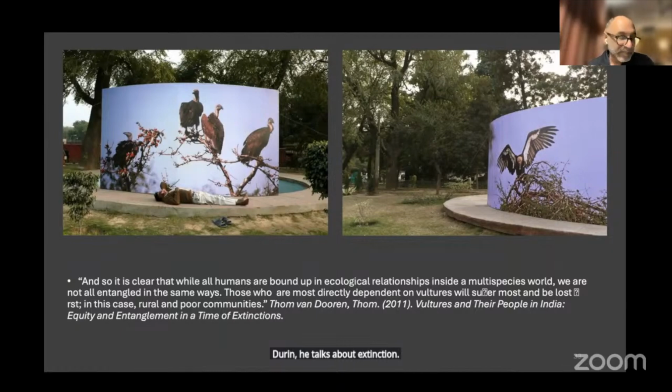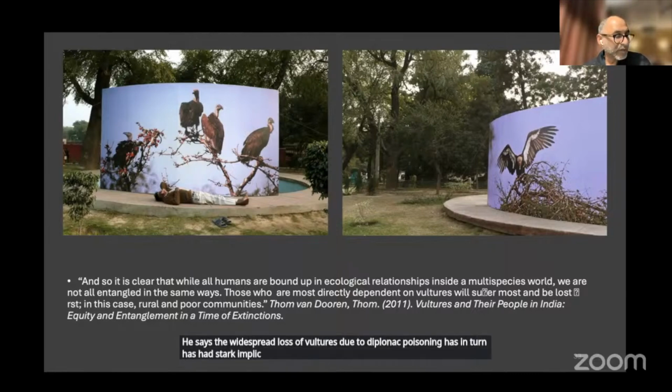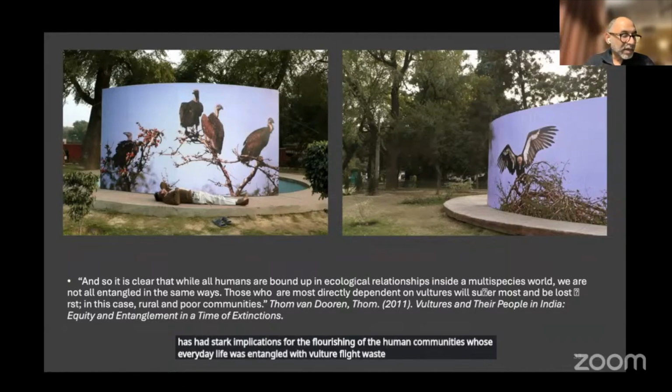I think what he says is very interesting. He says the widespread loss of vultures due to diclofenac poisoning has in turn had stark implications for the flourishing of the human communities whose everyday life was entangled with vulture flightways, although other communities such as wild dogs, rats, and potentially even anthrax microbes have been able to thrive in this new environment.